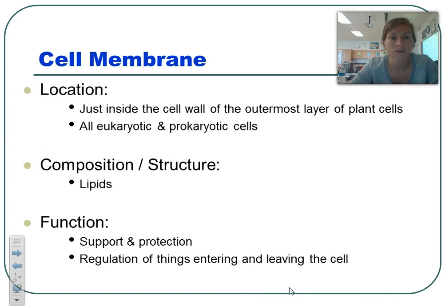Okay, so the cell membrane is just inside the cell wall of the outermost layer of plant cells, or it's simply the only layer in the animal cell. Now, it is also, like I said, in prokaryotic cells, so it would be right inside the cell wall for them too, but all eukaryotic cells and all prokaryotic cells have a cell membrane, so basically all cells. Now, the composition and structure is made up of lipids, which we will get into more later on, and the main function is for support and protection, and of course regulating things that can enter and leave the cell. This is indicated on the picture by number 5 on that animal cell.